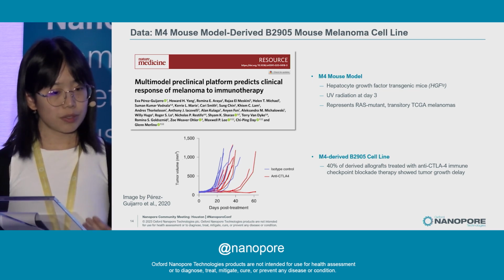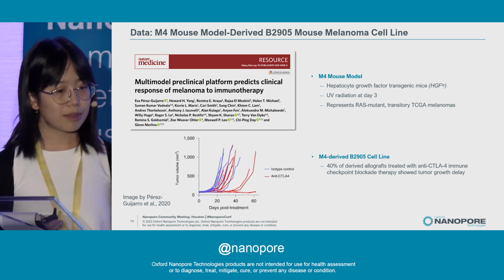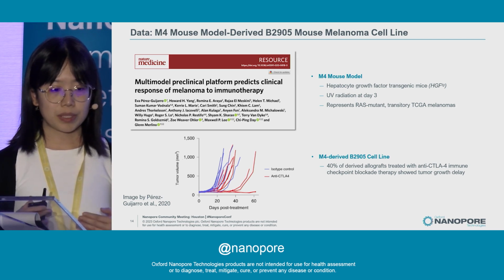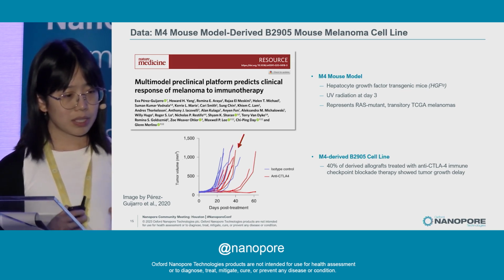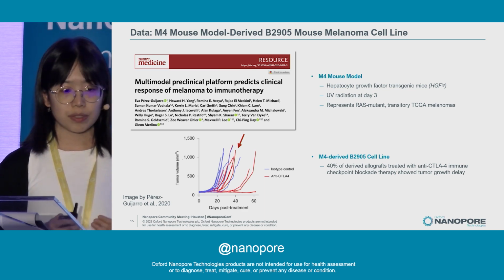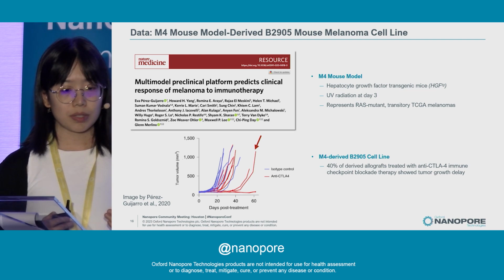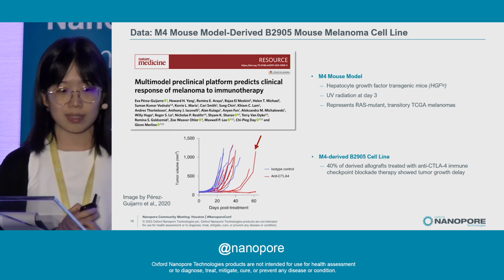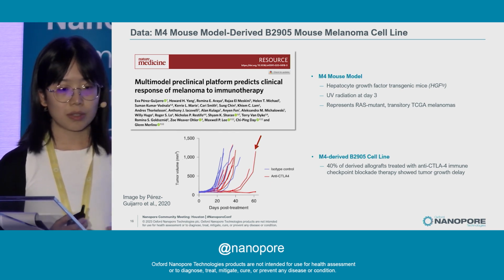So the M4 model is interesting to us because it seems to harbor heterogeneous cell populations that resulted in differential response to treatment. So here, a cell line was derived from the M4 model. Allografts were derived by injecting the melanoma cell line into syngeneic mice, and these mice were subjected to immunotherapy. As we can see, while 60% of the cell line-derived allografts showed no difference in tumor growth compared to control, 40% showed tumor growth delay. This is interesting to us because it recapitulates diversity in response to CTLA-4 blockade in human patients. We would like to characterize heterogeneity of this melanoma model by reconstructing its clonal evolution history.